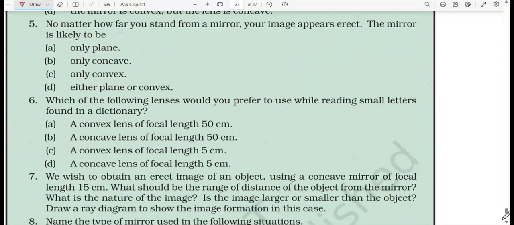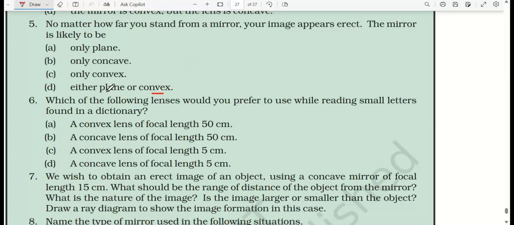Number 5. No matter how far you stand from a mirror, your image appears erect. The mirror is likely to be... Now children, we get an erect image in two cases. Either if you're standing in front of a plane mirror, or in case of a convex mirror.